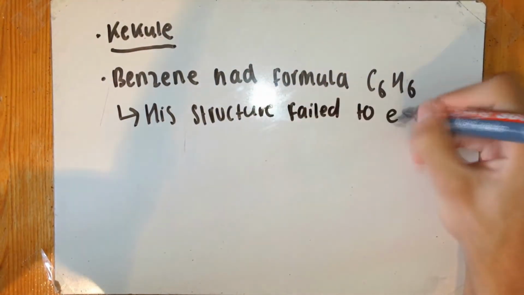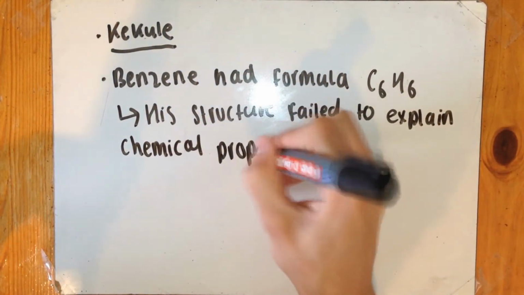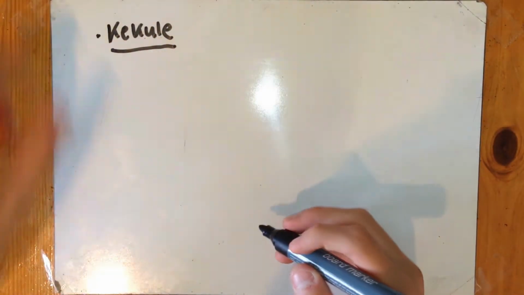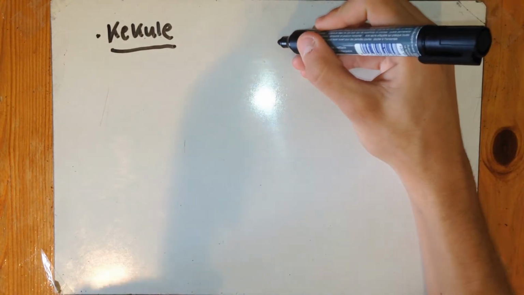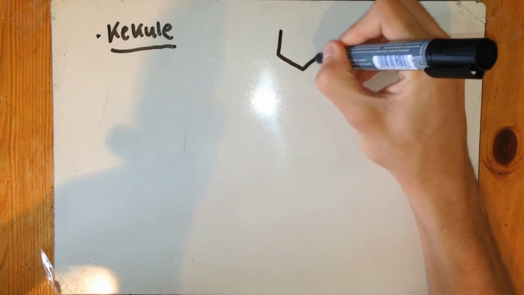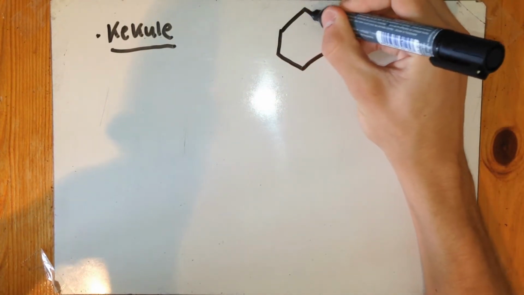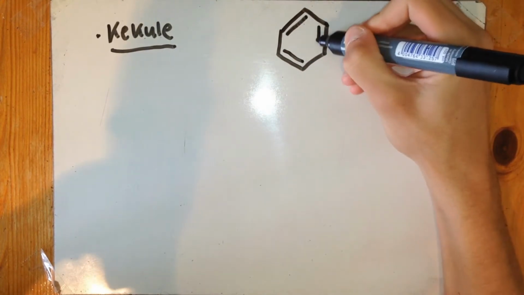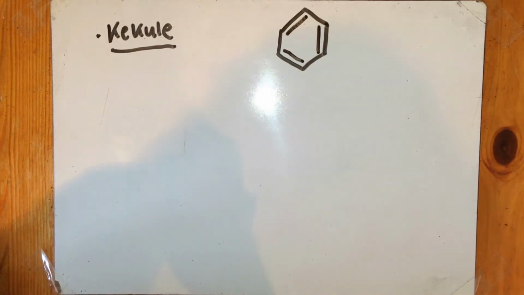However, his structure failed to explain the chemical properties and reactions of benzene. That's why many scientists disagreed with him. Kekule claimed that benzene had a cyclohexagonal shape containing 3 double carbon-to-carbon bonds and 3 single carbon-to-carbon bonds, like I've just drawn. However, there were some faults with this idea.